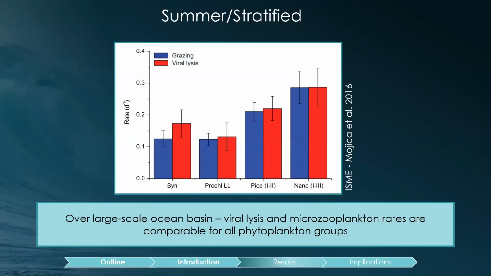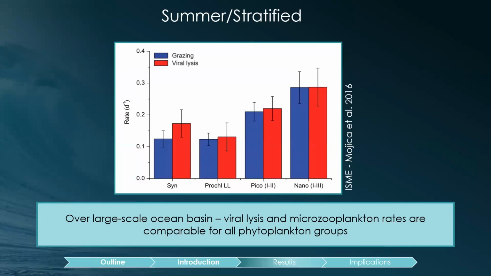What this data shows is that over these broad scales, viral lysis and microzooplankton grazing are comparable for all phytoplankton groups measured. This is really important information for how ecosystems function. Remember, viruses are recycling that carbon, not moving it up the food chain. So the blue bars represent the classical food web, the energy transferring up to higher trophic levels, and the red bars are recycling.